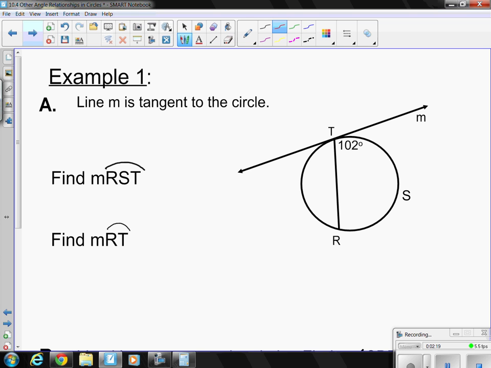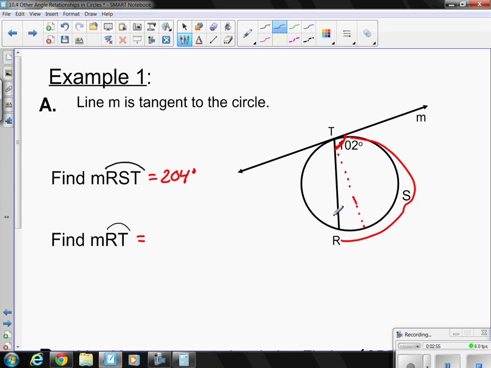So let's practice this. Find the measure of arc RST. Well, if this angle is 102 degrees, we need to remember the circle is 360. This angle is 180. So if this angle is 102 out of 180, we double it, you get 204 degrees. And that makes sense because a semicircle is going to be 180 degrees. So we're a ways past a semicircle. So make sure you check your answer for reasonableness.